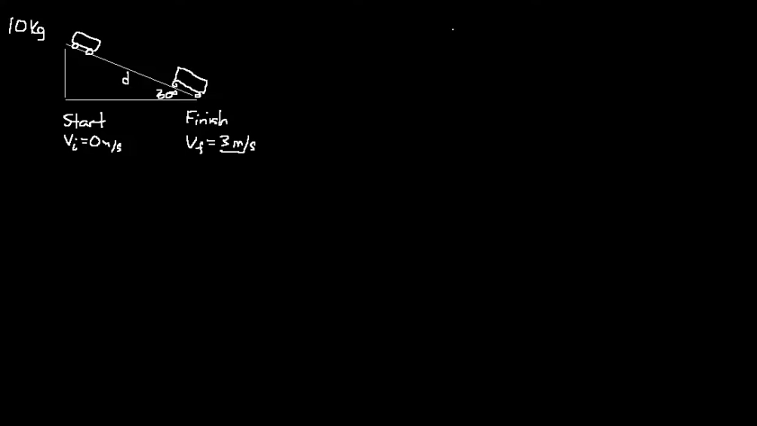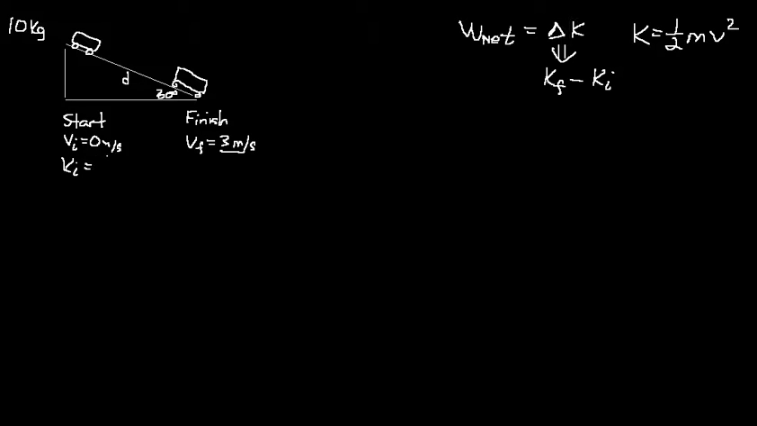So our work energy theorem tells us that the work done by the net forces, or the net work, is the change in the kinetic energy of the object. Now our kinetic energy is always 1/2 mass times the velocity of the object squared. So the change in kinetic energy is the final kinetic energy minus the initial kinetic energy. What's the initial kinetic energy? 1/2 m v_i squared, but v_i is 0. Since it's at rest, it has no kinetic energy, so the initial kinetic energy is 0 joules.